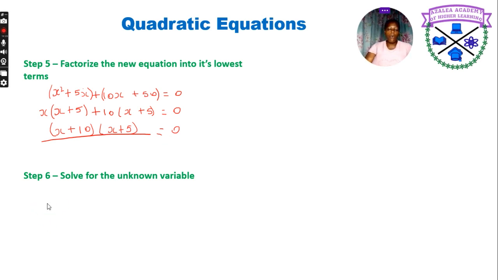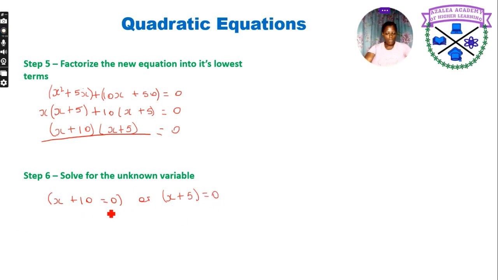So again, feel free to pause the video, re-listen to this as many times as you need to understand it, right? And what we're going to do is we're going to now solve for x. With quadratic equations, you can have two solutions. So it's not like with a linear equation that has one solution. You can have two solutions. So let's go. We have x plus 10 is equal to 0, or x plus 5 is equal to 0.